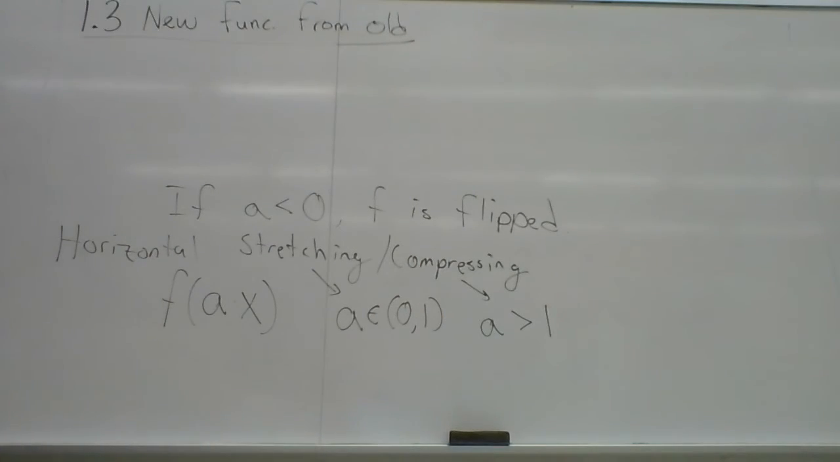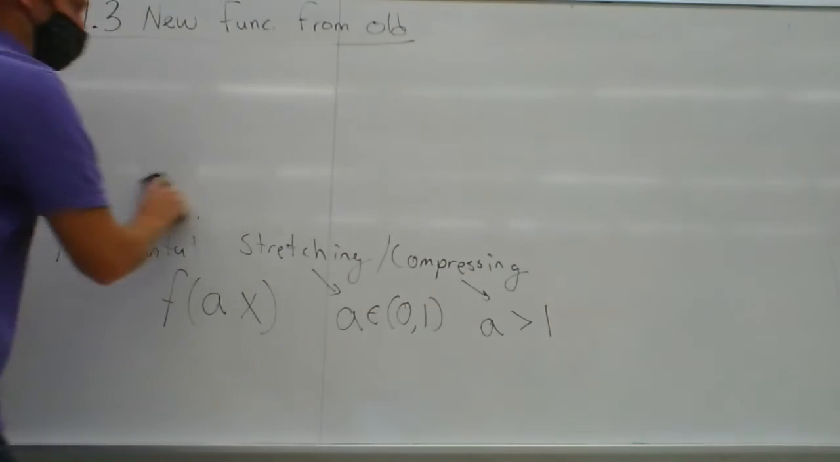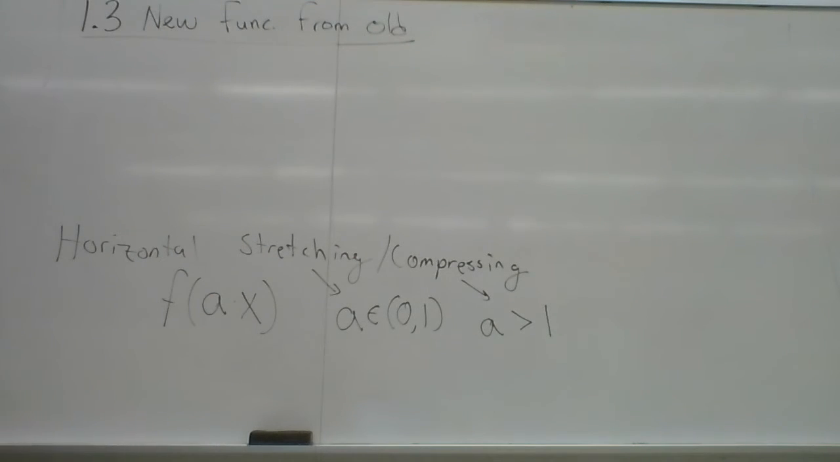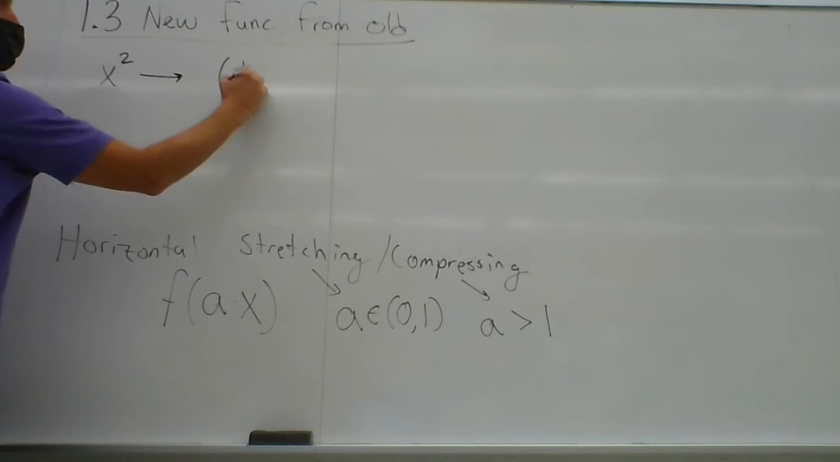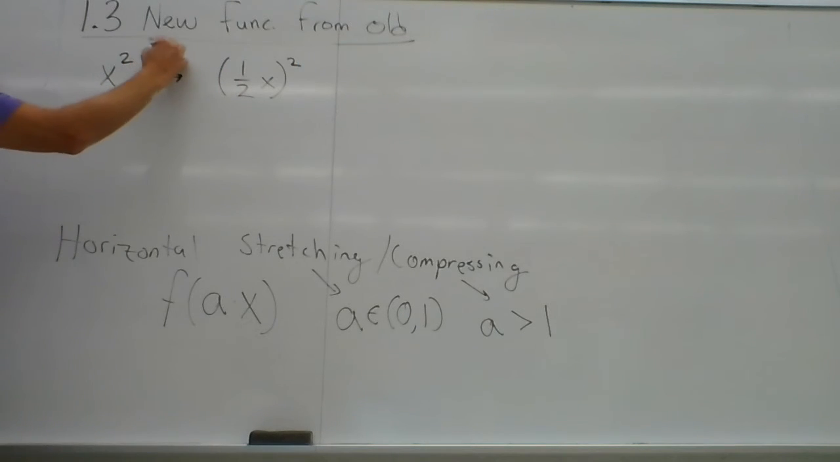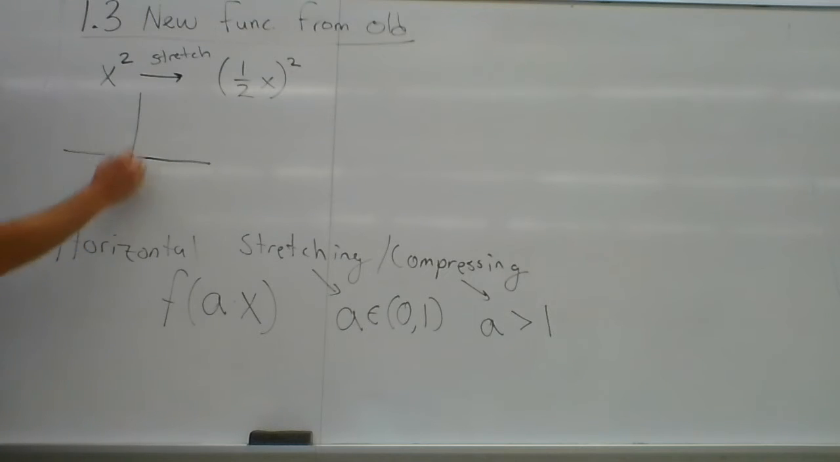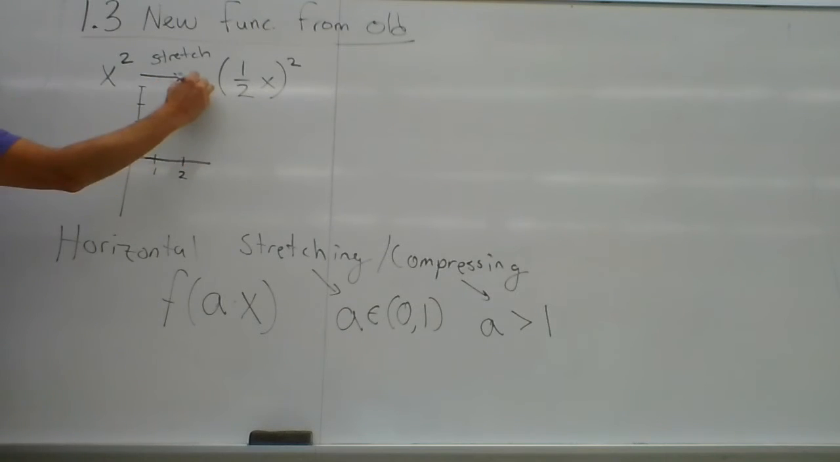A couple examples, I guess, for these things. Do a horizontal stretch of the same function x squared. So this is our normal function, and we'll stretch it by taking x and multiplying it by 1/2. Original function, and here I actually have to be a little careful with how I graph things. So this is 1, this is negative 1, this is 2, negative 2. So when we plugged in 0 to the original, we got 0. When we plugged in 1, we get 1. When we plugged in negative 1, we get 1. 2, 4. And similarly over here.